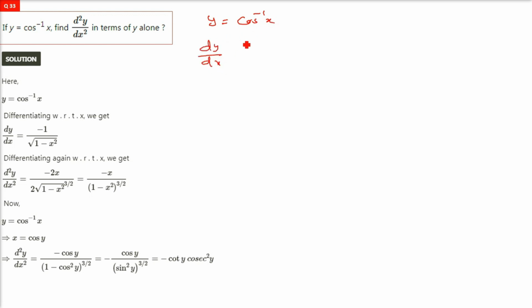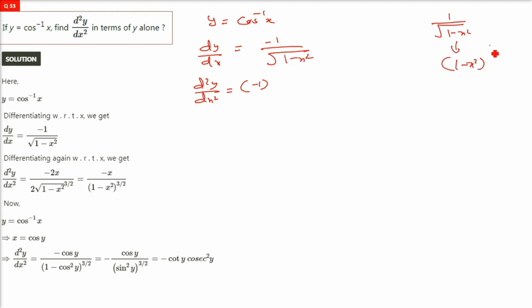So dy by dx is simply minus 1 by under root 1 minus x square. This is very obvious. You know already, I hope. d2y by dx2, also the same thing you have to do. It has to be minus 1, and this 1 minus x square under root in the denominator, when it goes up, it is going to be 1 minus x square to the power minus half. See, it goes up. So it is minus half.